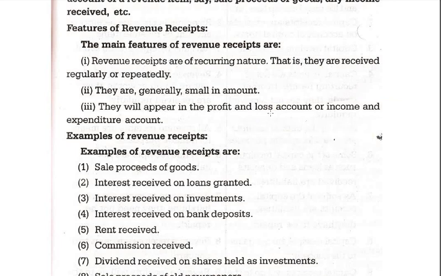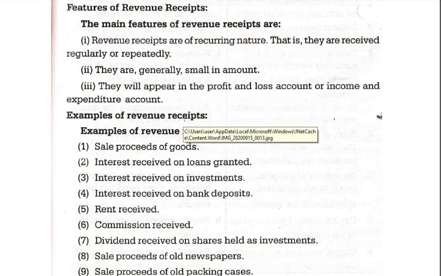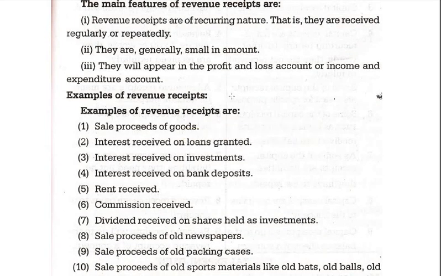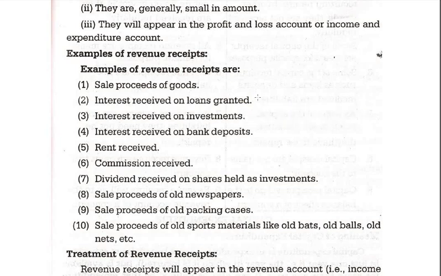They will appear in the profit and loss account or income and expenditure account. In the case of a trading concern, they will appear in the profit and loss account, and in the case of a non-trading concern, the item will appear in the income and expenditure account. Okay, let us see the examples of revenue receipts.